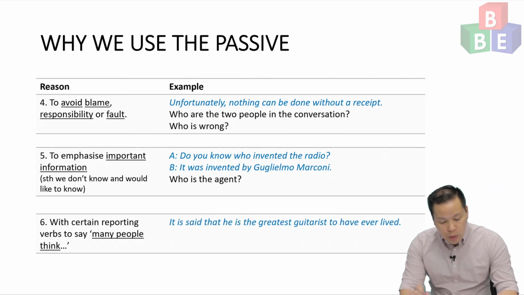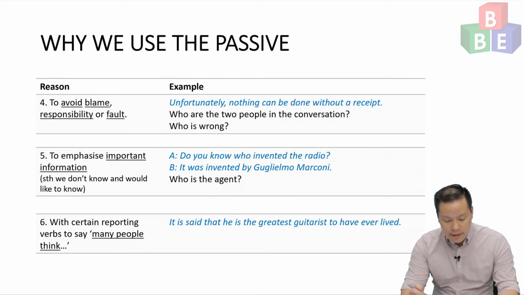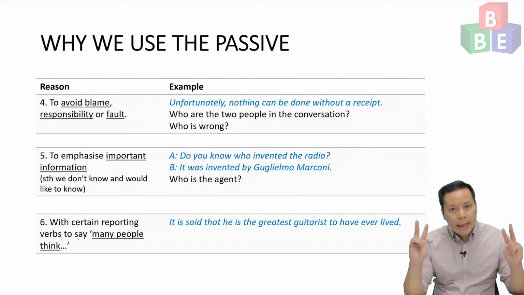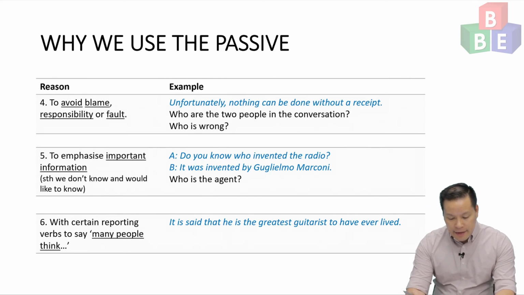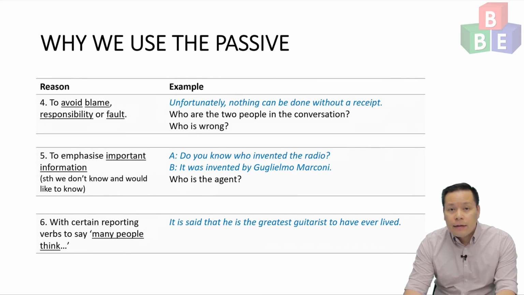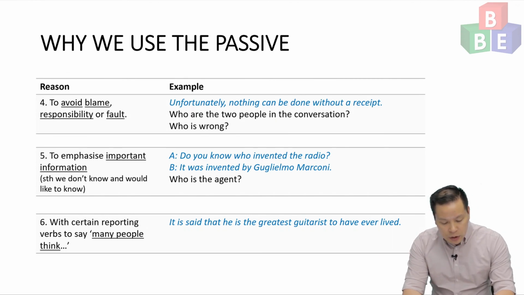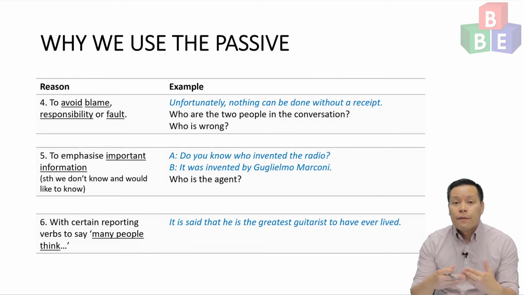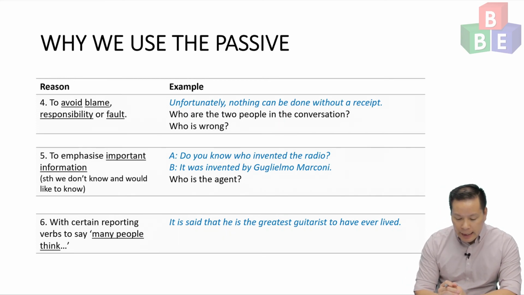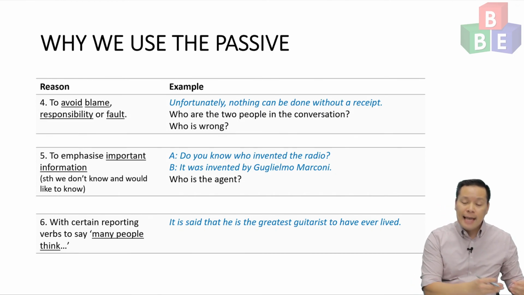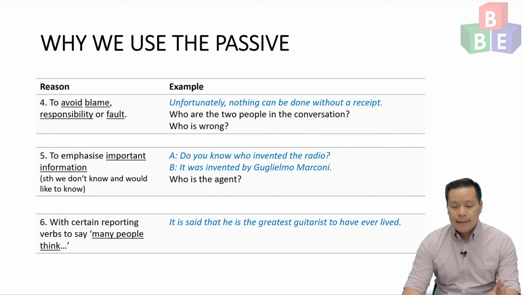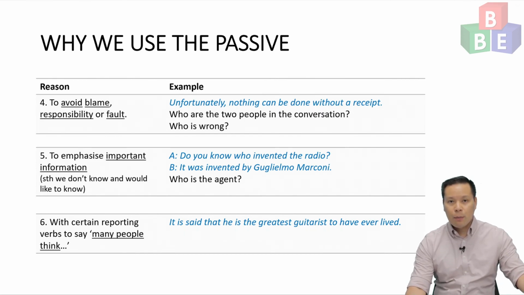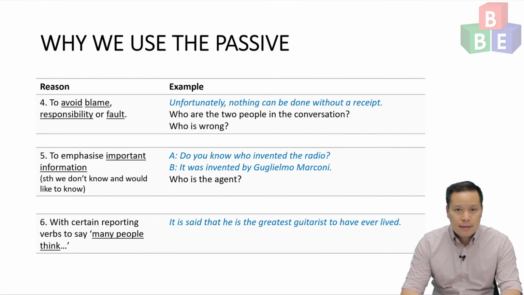6. We use the passive with certain reporting verbs to say many people think, or many people believe, or many people claim. So for example, "It is said that he is the greatest guitarist to have ever lived." Here the passive is being used most likely because it is some kind of formal text or formal situation, and it is a way of saying many people say that he is the greatest guitarist in the world. This specific passive structure here, we will go into more detail in a separate lesson because it is actually part of another grammar topic which we will go through in one of our future lessons.